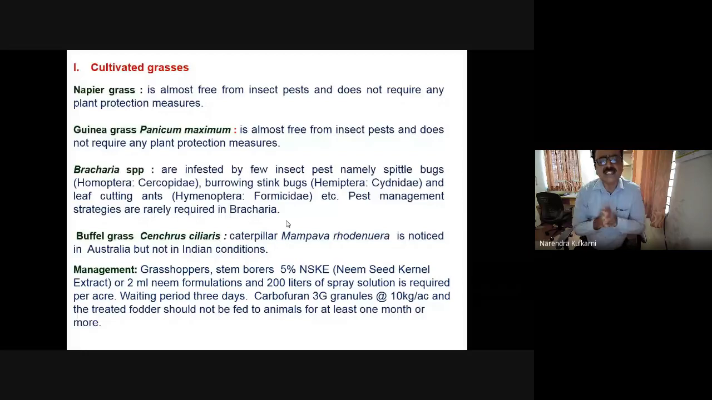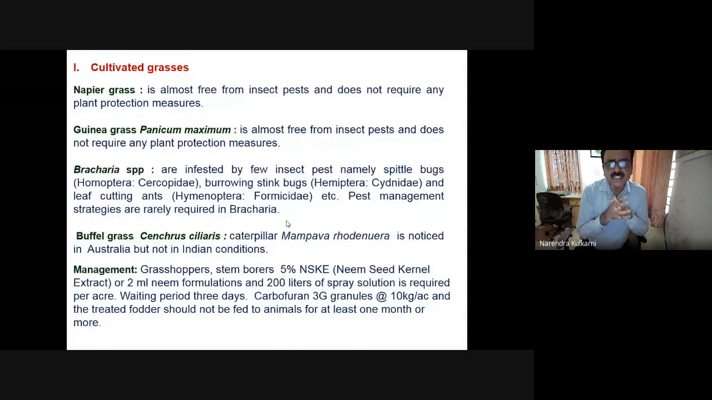So in such cases, yes, spraying of neem seed kernel extracts or neem formulations is used, because in such cases, intervention of the government is needed to take care of aerial spraying and a community approach in managing these locusts.